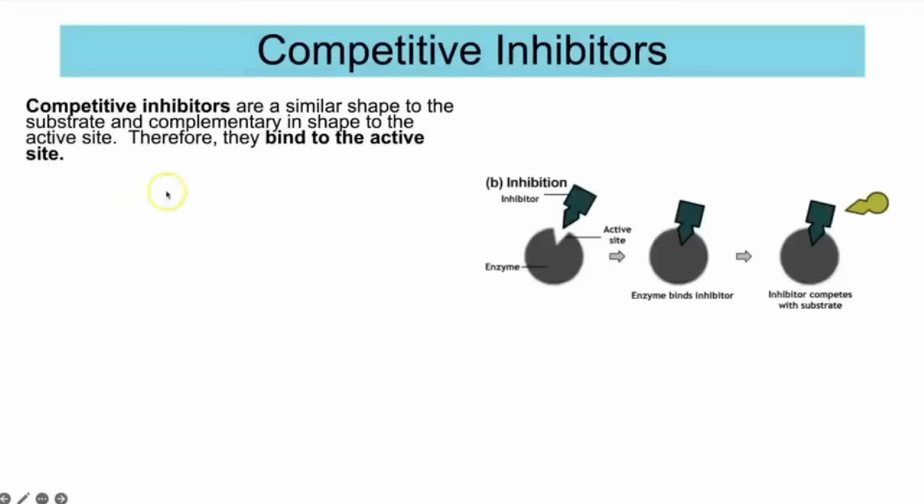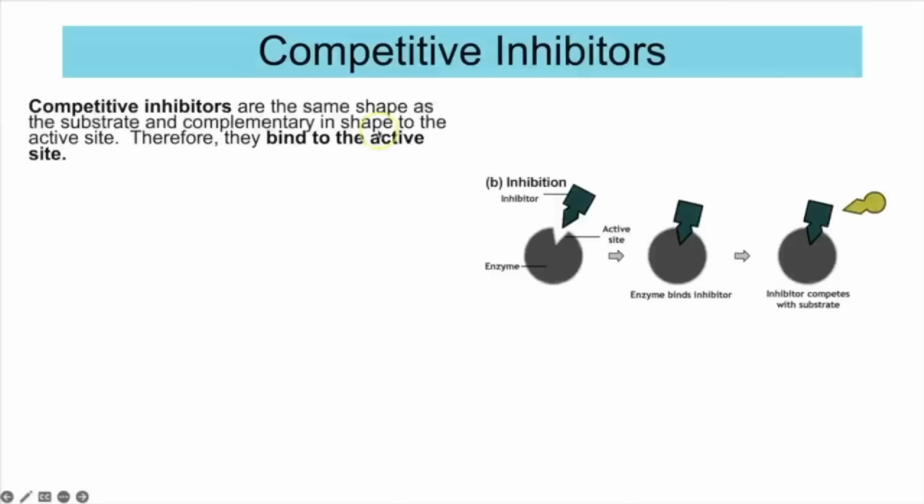2025 edit that I'm adding in here to do with mark scheme specificity. For OCR, you do have to say that the competitive inhibitors are similar in shape, not the same. So they are similar in shape to the substrate. So make sure you are using the word similar in your answer.